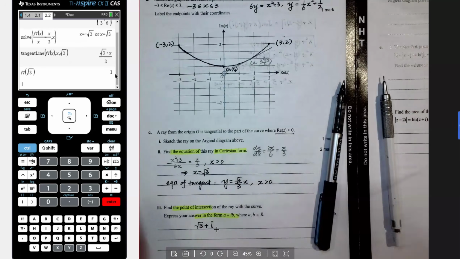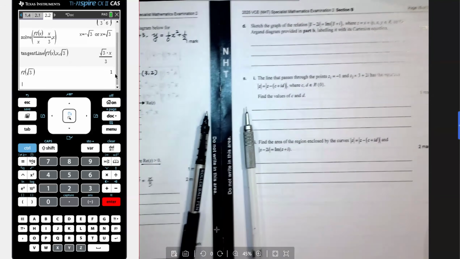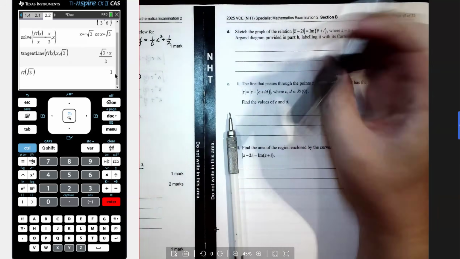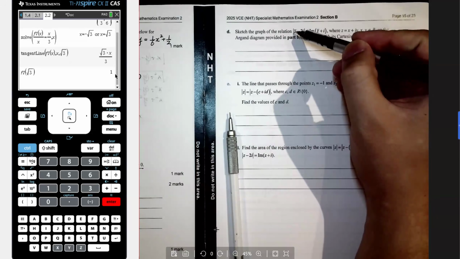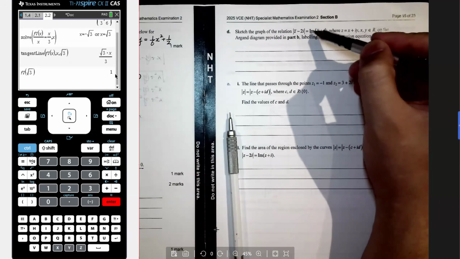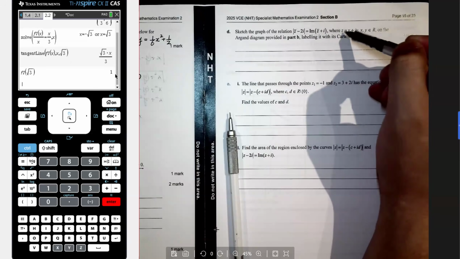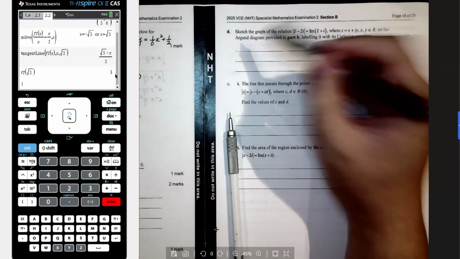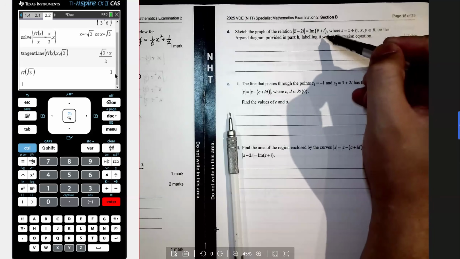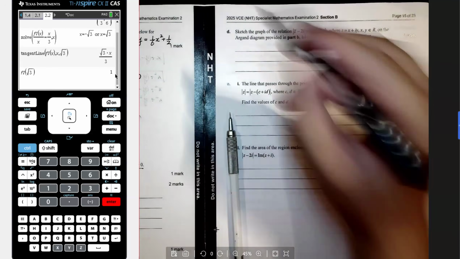Okay, let's have a look. Sketch the graph of the relation z bar minus 2i is imaginary z bar plus i, where z is x plus yi, on the Argand diagram provided in part B, labeling it with its Cartesian equation.